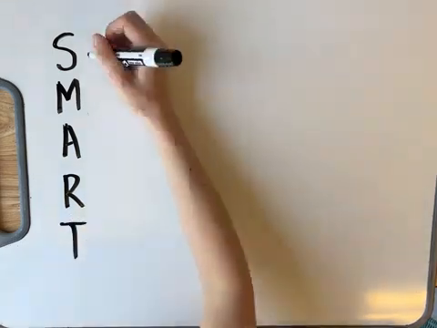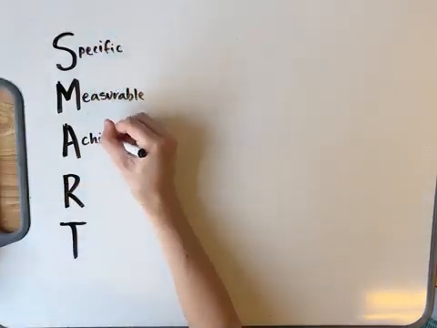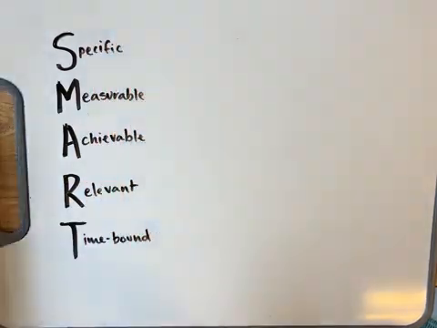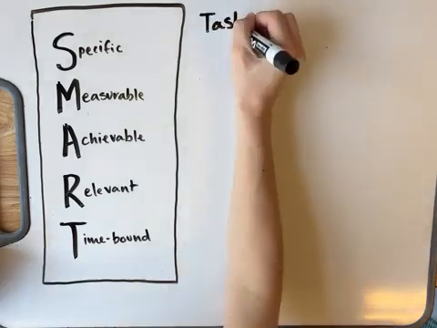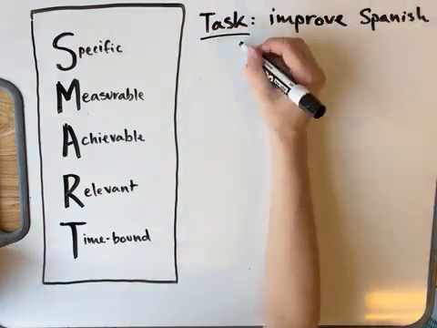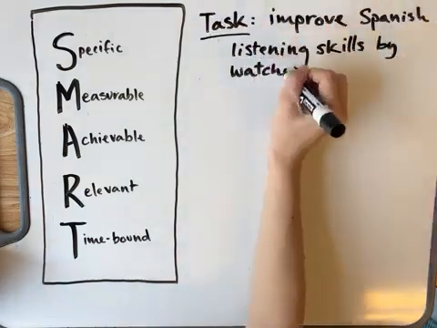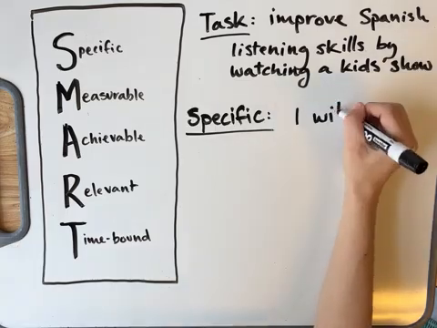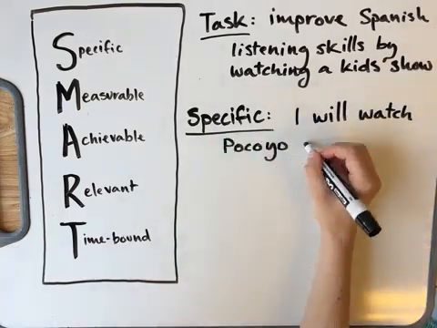Alright, now let's actually make the SMART goal. We'll keep a checklist on the side to make sure we can get all of the aspects. How can we make our task improve listening skills by watching a kids show more specific? We can include what show we are going to watch, Pocoyo in this case.